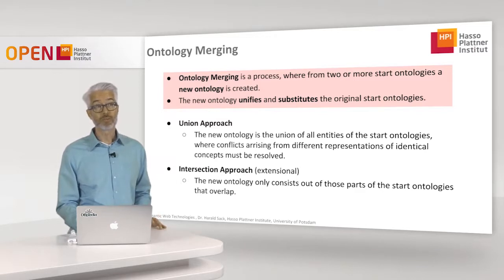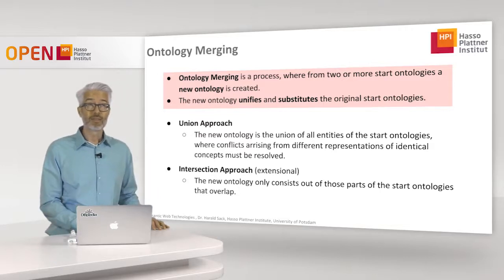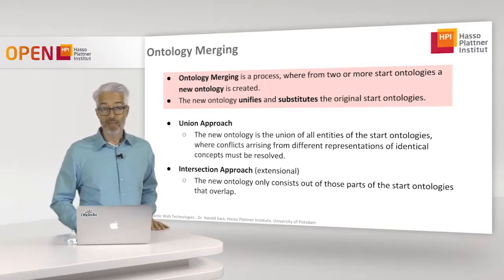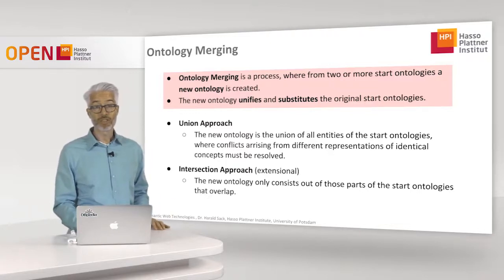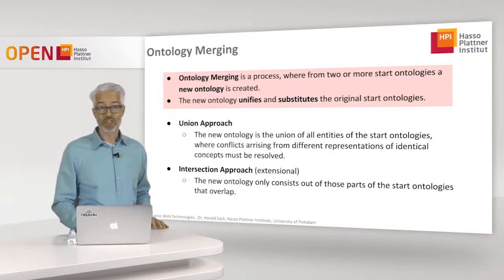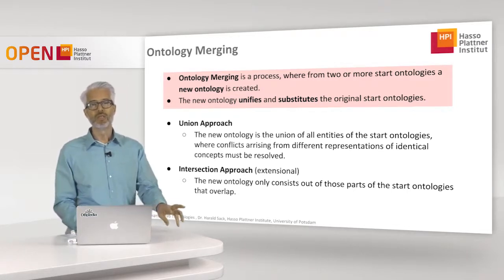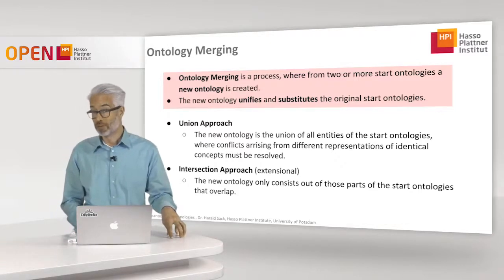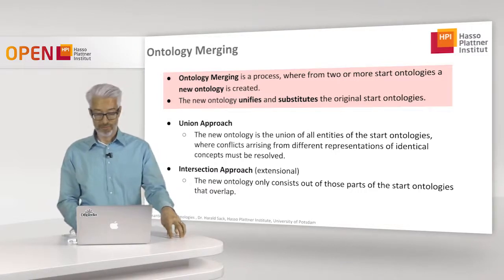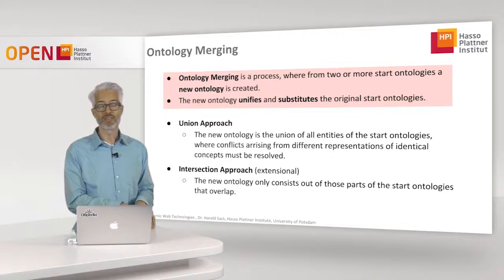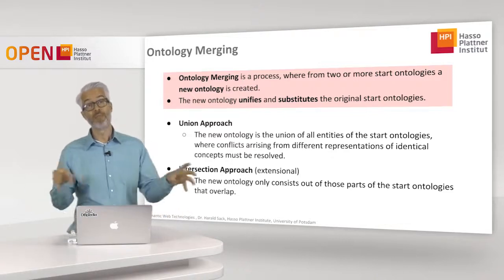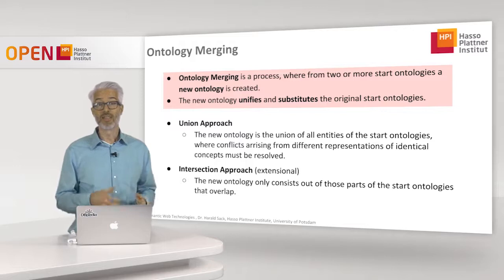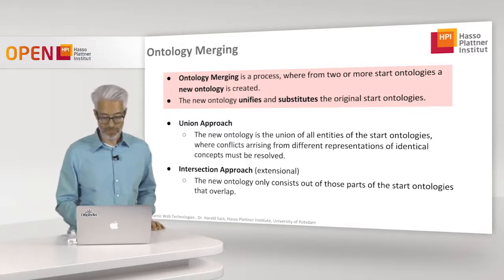But sometimes the union approach would lead to, let's say, not satisfying results. Then you try simply to really find an exact mapping or matching between the two ontologies and try to crop out the intersection of both. So this would be an intersection approach. The new ontology then only consists of those parts of the start ontologies which overlap. Then often you have the problem that you do not have an extension of one of the ontologies. You simply map different concepts with each other that somehow share their interpretation.